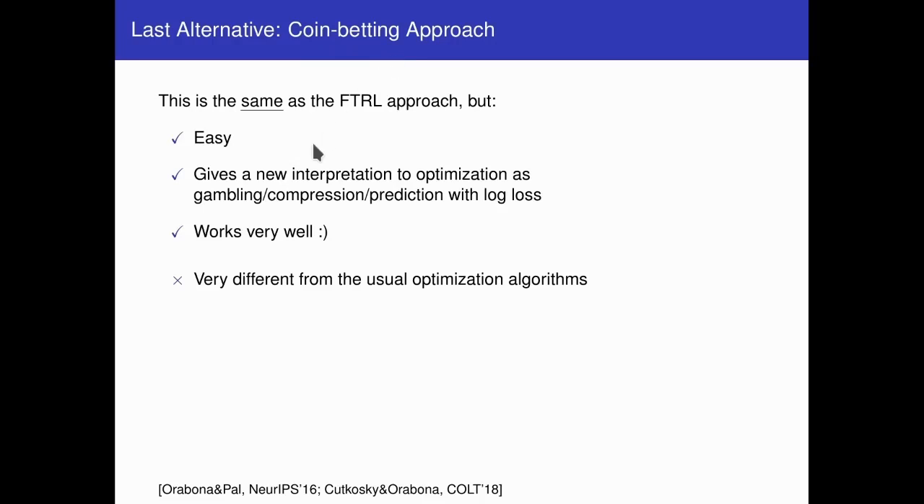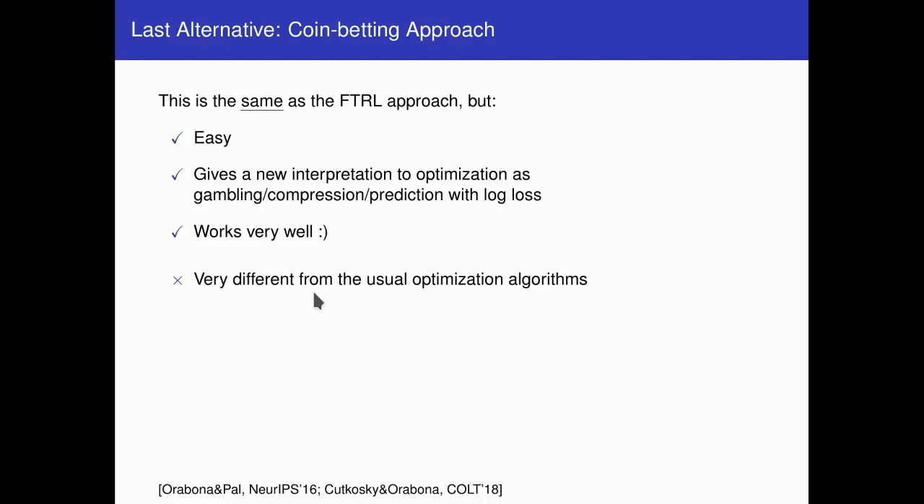Now, let me stress the fact that this is exactly the same approach as the FTRL that I just showed you. It's just a different view of the same algorithm. That makes everything easy. The analysis will become very easy. The intuition will become easy as well. It works extremely well, even better than the one before, and gives a new interpretation of optimization as something related to gambling and compression that might be interesting on its own.